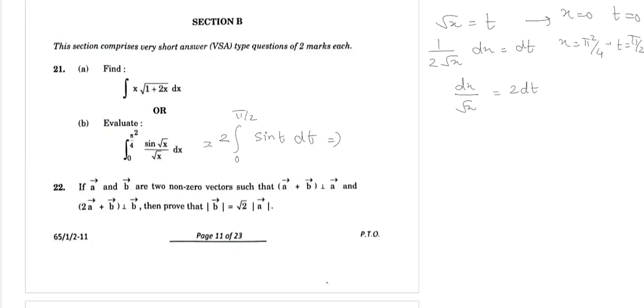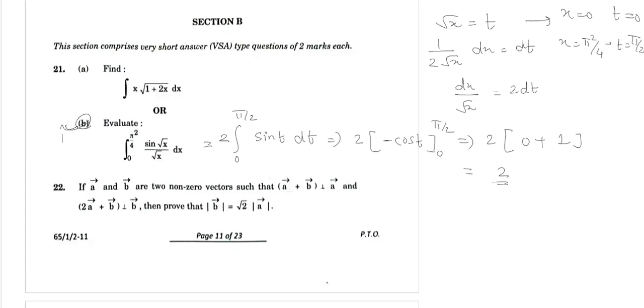Okay, now integration of sine is minus cos t. Limits are 0 to pi by 2 and 2 in the front. That is 2 times cos pi by 2, cos pi by 2 is 0, minus cos 0 is 1. Minus of minus will be plus. So the answer is 2. Answer for the B is 2.